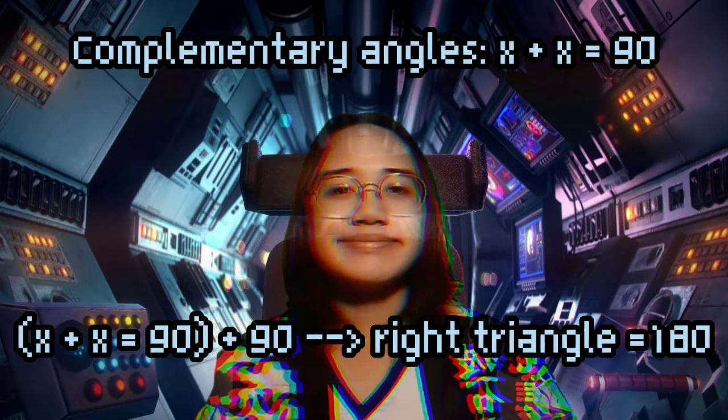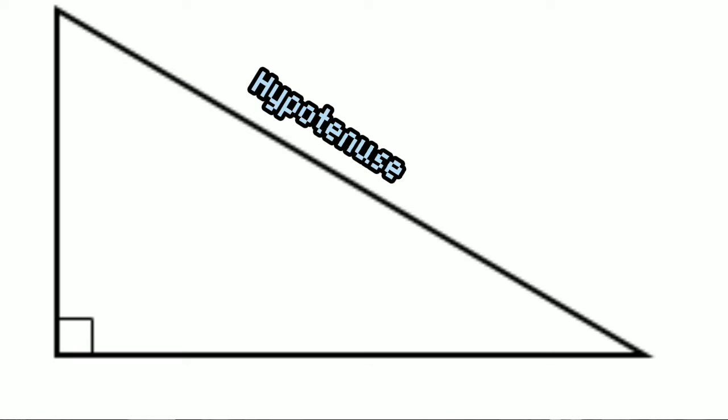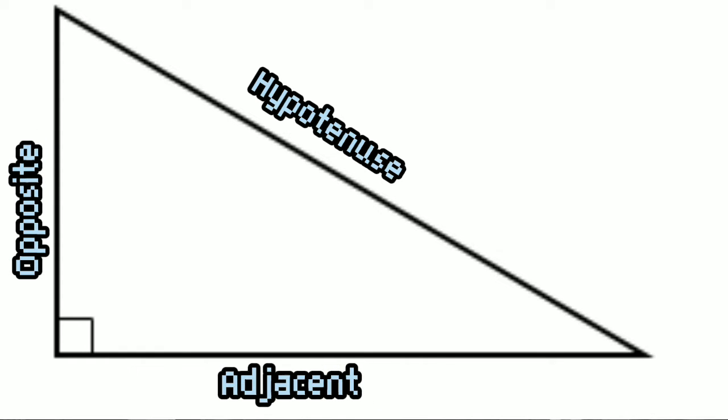The parts of a right triangle are its three sides: the hypotenuse, which is the longest side, the opposite, which is the one across from a given angle, and the adjacent, which is the one next to a given angle.